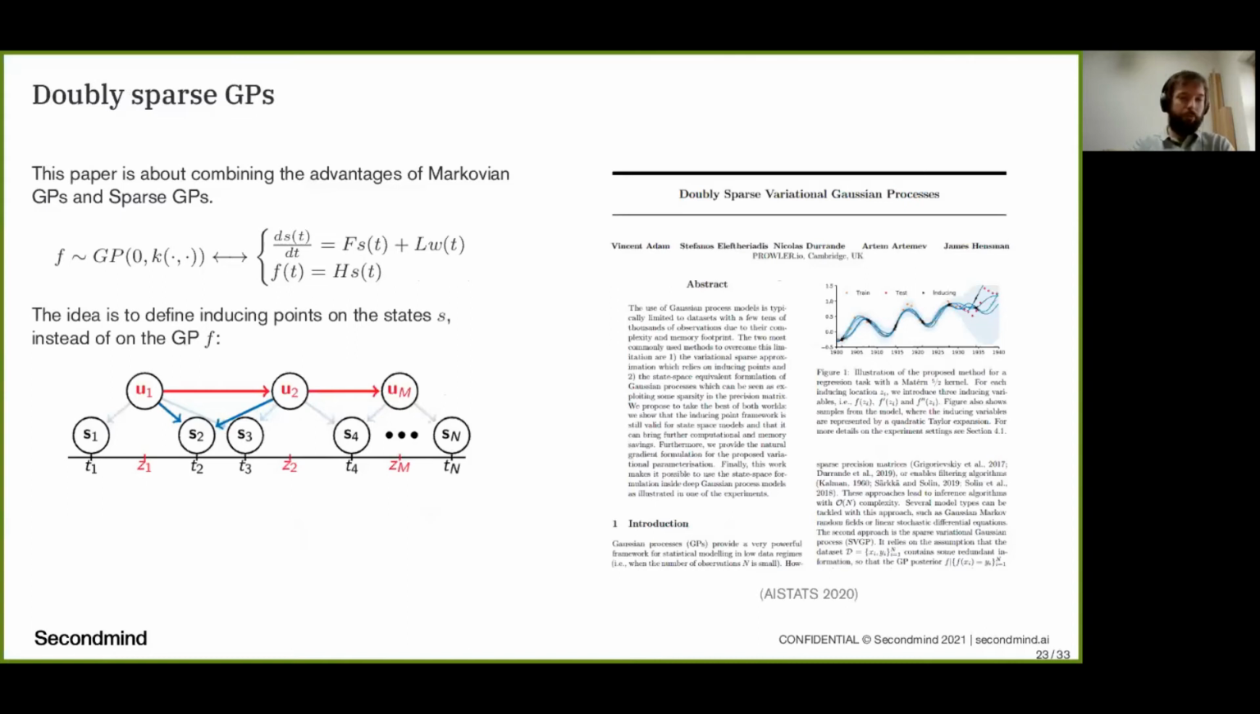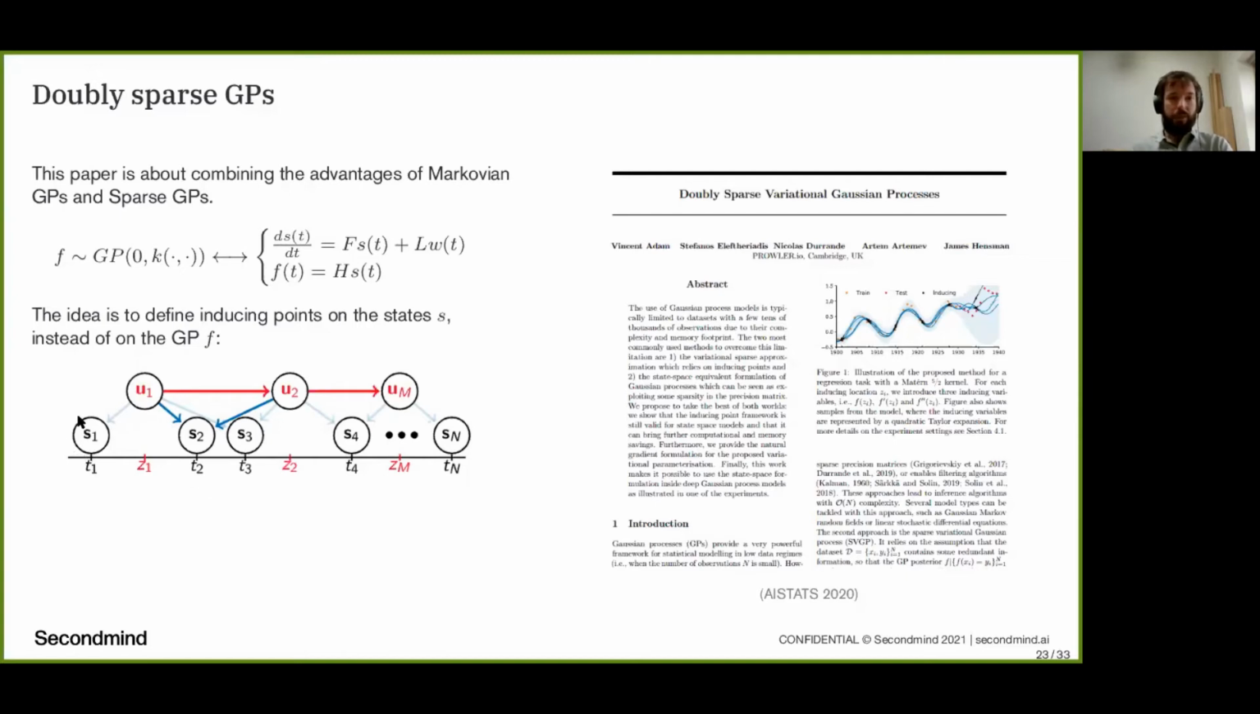So another piece of work that we did along this line is to try to combine the sparsity we have from Markovian GP with the sparsity we have from sparse GPs with inducing inputs. For a Markovian GP, if it's one-dimensional, we can basically see it as the solution of a stochastic differential equation, where we have some states that evolve over time, and the observation is just a projection of the states. The idea of this paper is, instead of introducing inducing variables for the GP f, to have inducing variables directly for the states S.